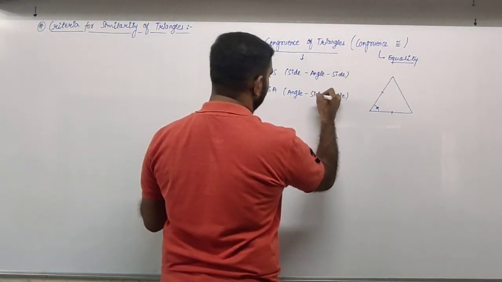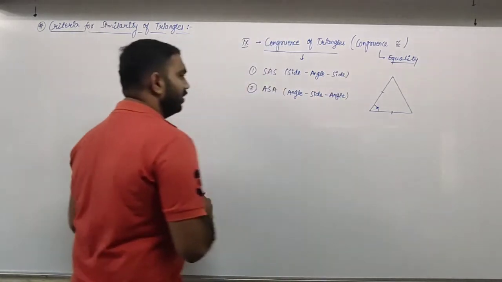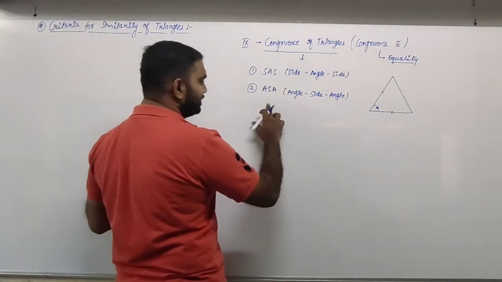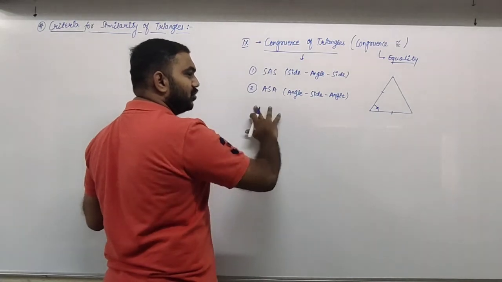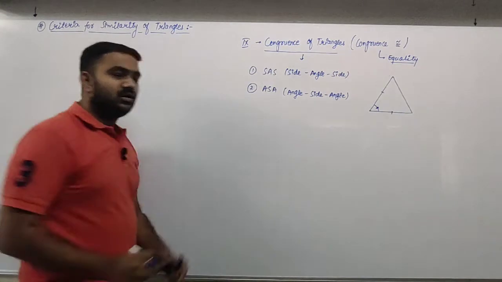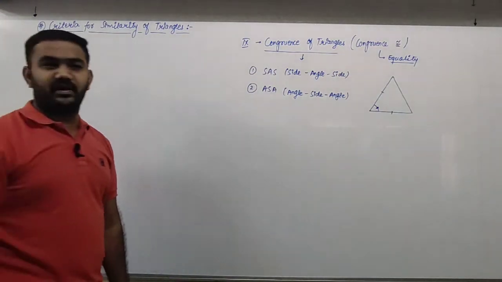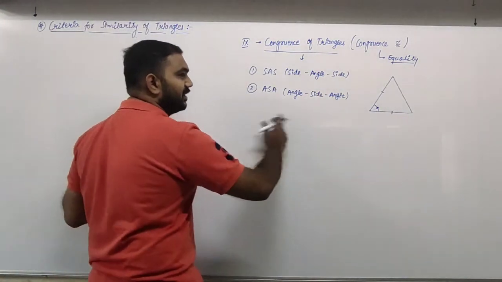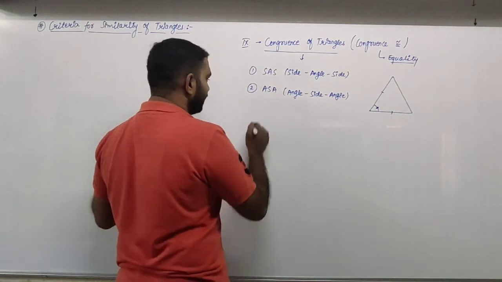Angle, side, angle congruence rule. That is again the same. If in two triangles, two angles and the included side of the first triangle is equal or congruent to the corresponding two angles and the included side of the another triangle, then both the triangles are congruent to each other.